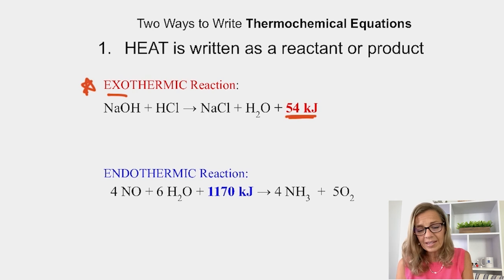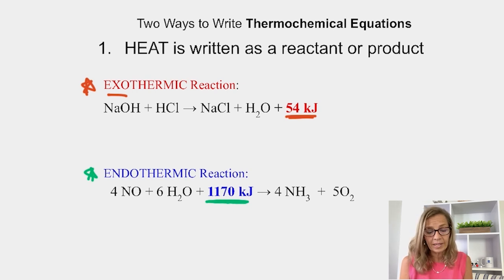Okay, now in endothermic reaction, remember, this one is where heat is absorbed. And so look where my energy term is. It is as a reactant. So to take that 4 moles of NO and 6 moles of water, we're going to need to add those kilojoules to get this reaction to go. So that's the first way, as a reactant or a product. And then you determine which side it goes on based on endothermic or exothermic.